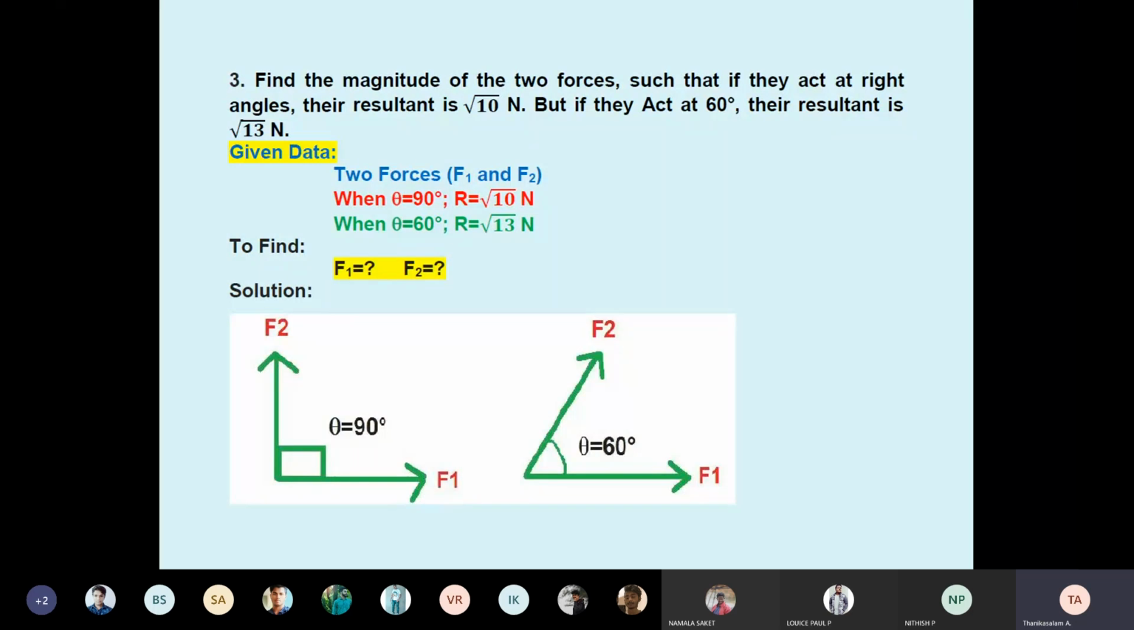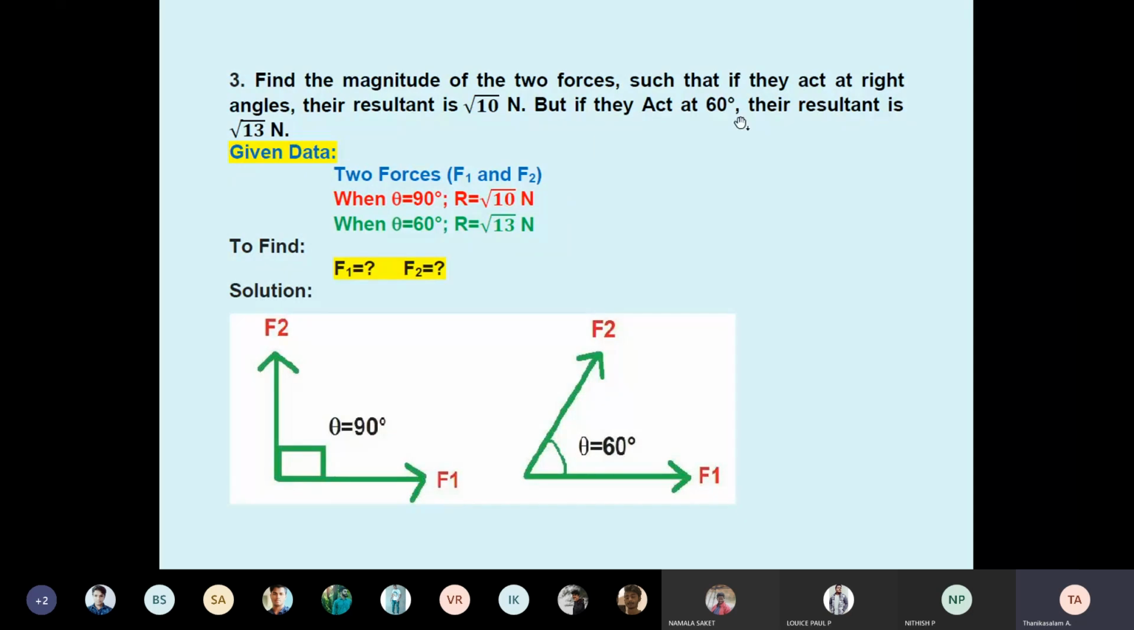So your mind goes to F1, F2. First take F1, F2. They say that if they act at right angles, that means theta 90 degrees. In the given data, they did not mention symbols, but we have to make symbols for the two forces, F1, F2. If they act at right angles, theta 90 degrees, the resultant is given as R equal to square root of 10 Newton.